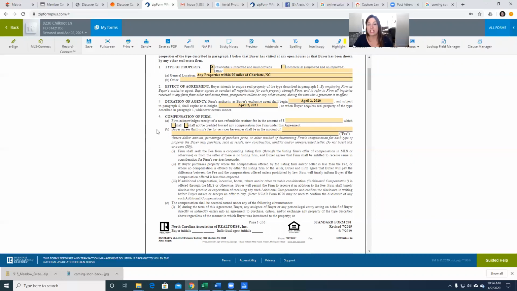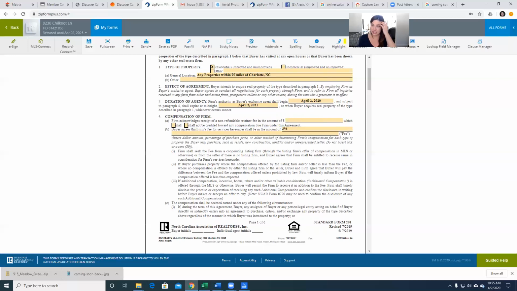Side note, you guys can charge a non-refundable deposit or a retainer fee. This is where you would put that, $250 if you wanted to. And you can decide whether it will or will not be credited to the total firm's compensation at closing. So Mr. and Mrs. Buyer, I do not charge you a retainer fee to begin services. This is my business plan, y'all. You do your business plan however you want. I do not charge a non-refundable retainer fee for my services. So that's good for you because some agents do. But this just states that my fee for service is 3% of the purchase price.